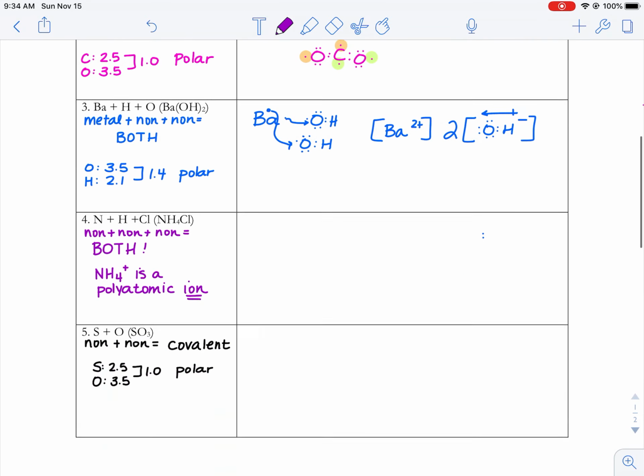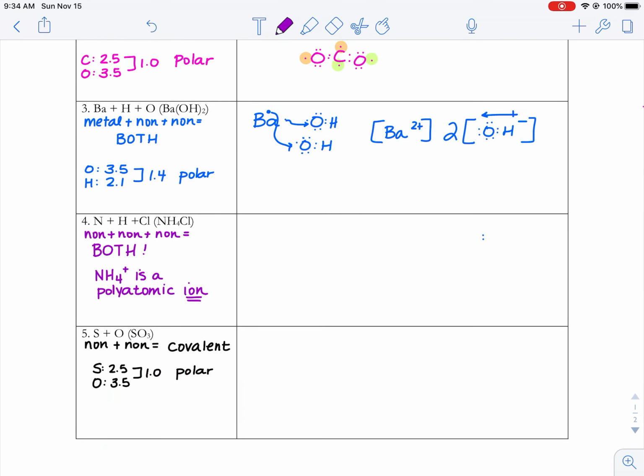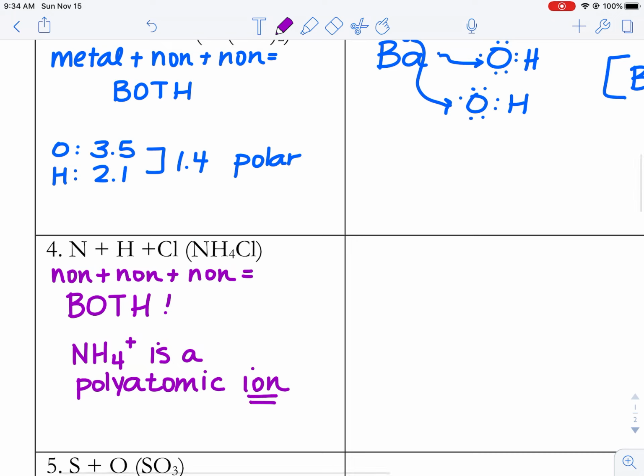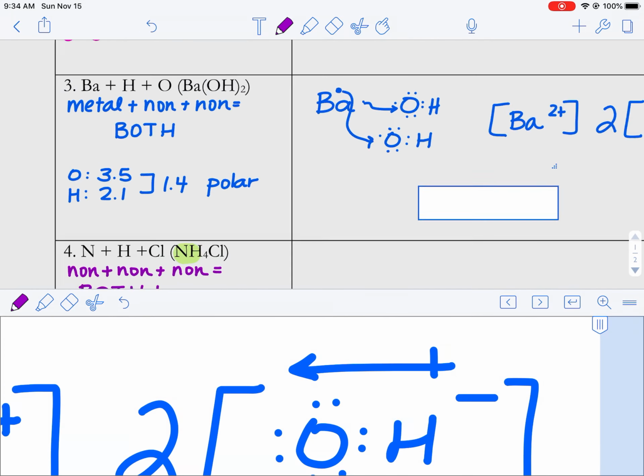Moving to question number 4. Question number 4 has all nonmetals. So your first inclination is that you want to think that it's held together with covalent bonds. However, this NH4 is a polyatomic ion. And anytime you have an ion, you must have ionic bonds. And since they are nonmetals, you must also have a covalent bond within that.